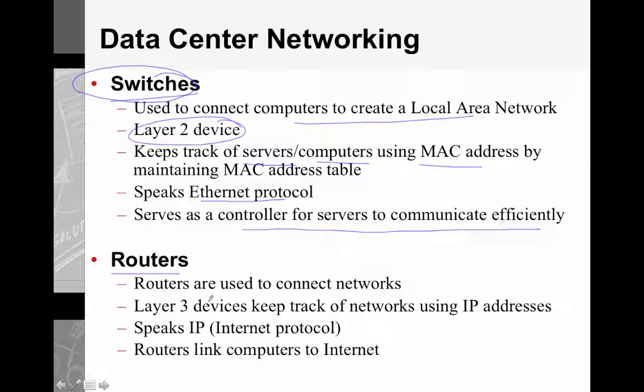Then you have routers. Routers are used to connect networks. So you have a bunch of networks and you need to connect these networks together, and that's where the routers come in. Routers are layer 3 devices, so they operate at the IP layer. So now they are actually talking the layer 3 protocol, which is the IP protocol. And the routers are typically used to connect computers to the internet. You may have routers within the data center, but then you also have one router or a couple of routers that'll connect you to the internet itself. So that's switches and routers.